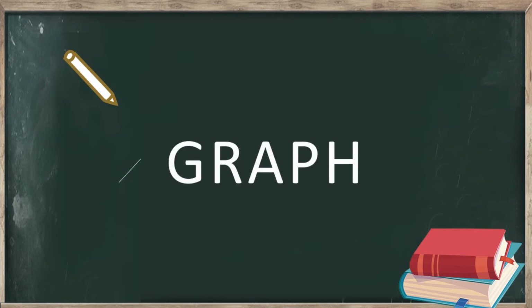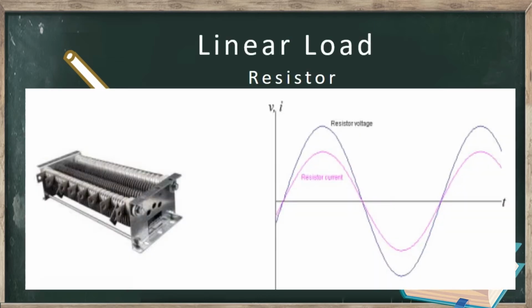Hi, so today I'm going to talk about the graph and the implementation of IEEE 519. In harmonics there are two types of load, which are linear load and non-linear load. The cause of harmonics is non-linear load. So firstly, I will talk about linear load.